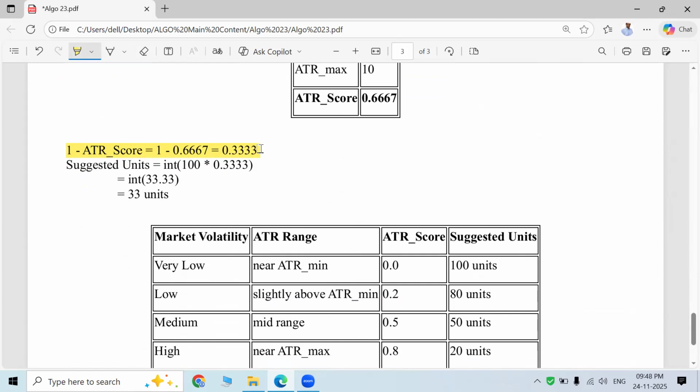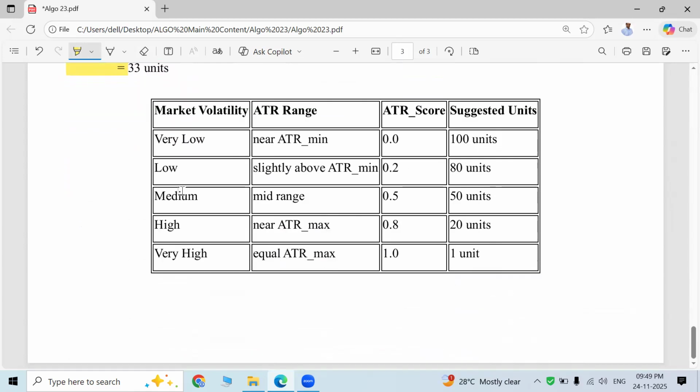So this says, okay, you need to trade 33 units, but 33.33 units is not possible. So that's why we have taken 33 units only. If the ATR is very minimum, we consider low volatility, and we are going to trade with the highest number of quantity. And if the ATR is very high, then market volatility is at the highest level, and we are going to trade with very small units. We will be in the market, but with very small risk, because the ATR, the volatility, is very high.